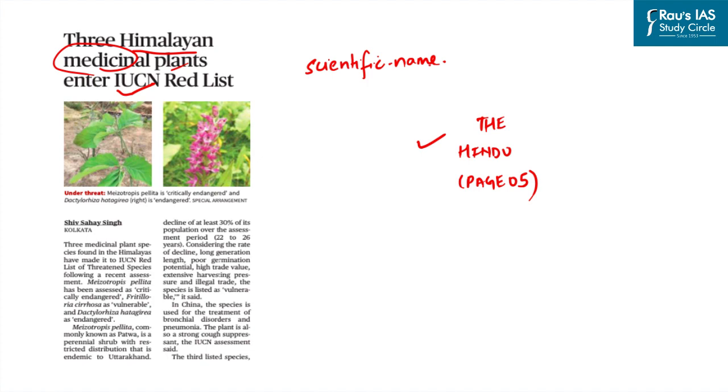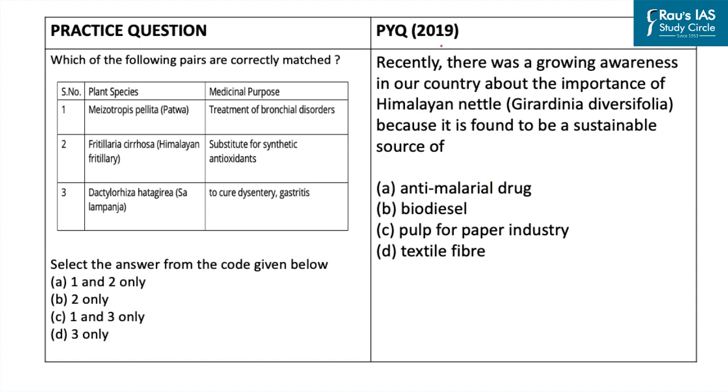question in the future. As we can also see from here, UPSC asked a question on the scientific name in 2019 also. A practice question in this regard says, which of the following pairs are correctly matched? Plant species and the medicinal purpose. The first plant species here is that of Patwa. Now it says it is used for treatment of bronchial disorders.